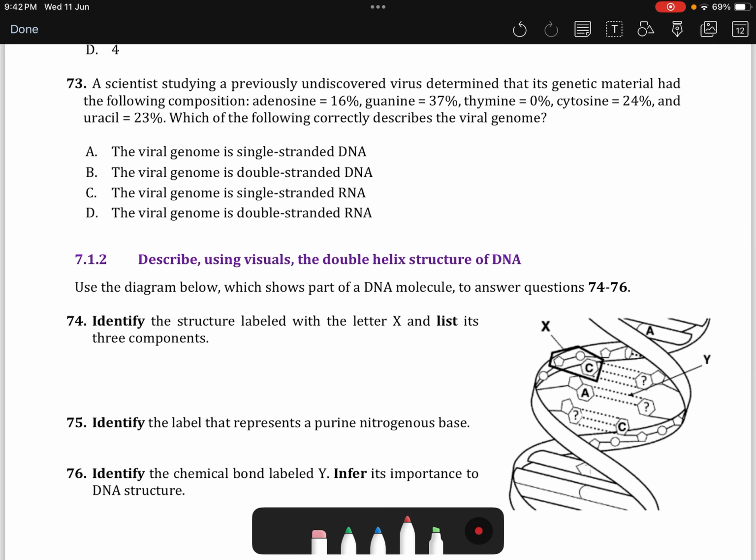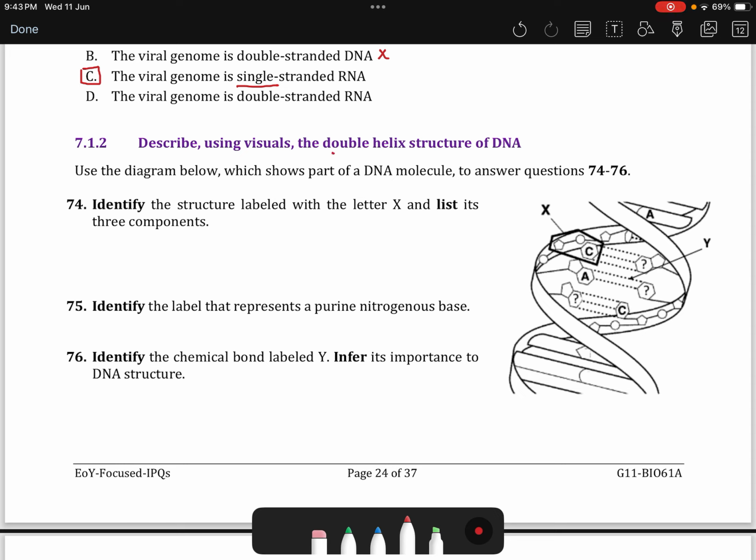A scientist studying previously undiscovered virus determined that its genetic material had the following composition: adenosine 16%, guanine 37%, thymine 0%, cytosine 24%, and uracil 23%. Which of the following correctly describes the viral genome? So basically, when you have uracil, it means that the genome is RNA based. Since thymine is 0, and thymine is present in the DNA, this is one of the differences between them. So we can easily say that the viral genome is not single-stranded DNA. So it's either RNA single-stranded or double-stranded, and we know that the RNA is always single-stranded.